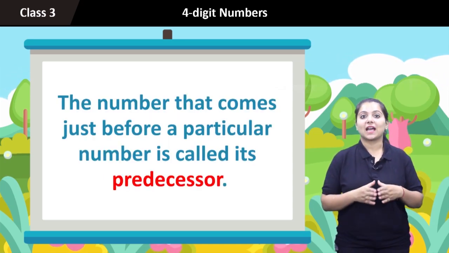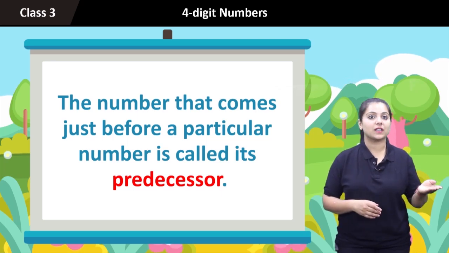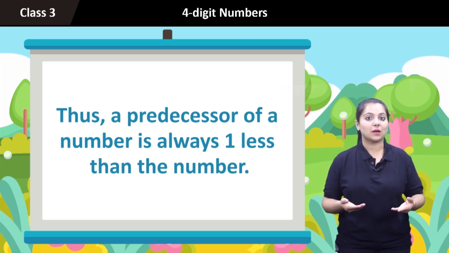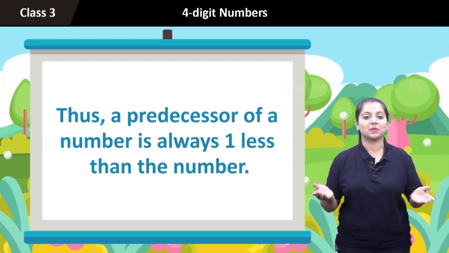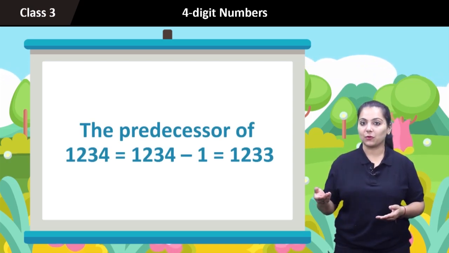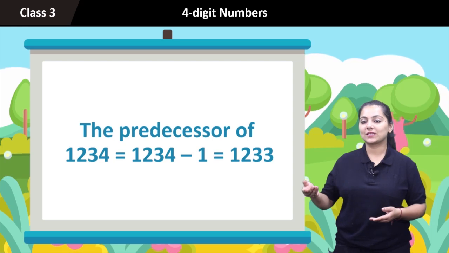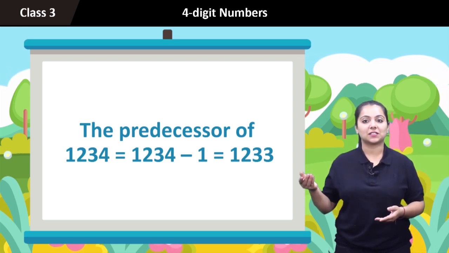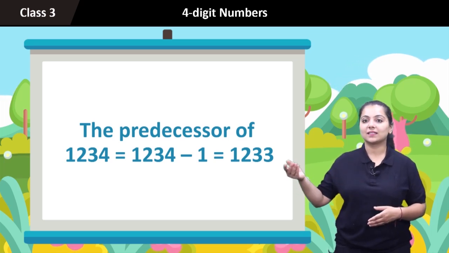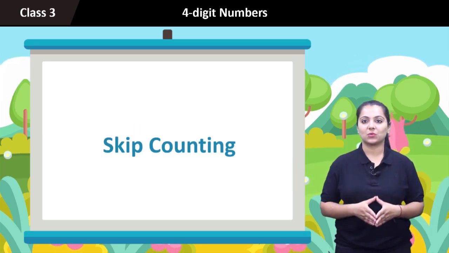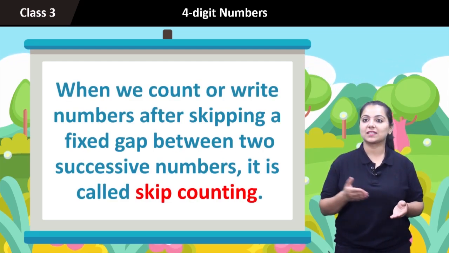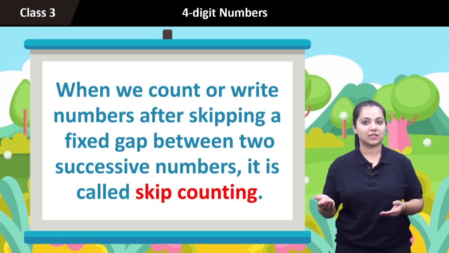The number that comes just before a particular number is called its predecessor. Thus, a predecessor of a number is always one less than the number. For example, the predecessor of 1234, that is equal to 1234 minus 1. The answer is 1233.